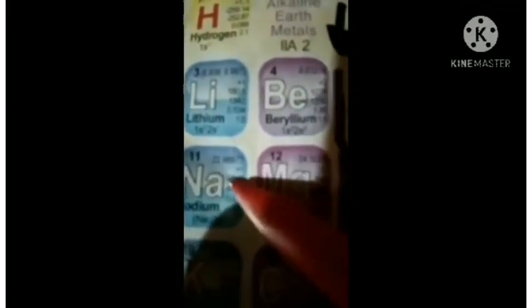1s2, 2s2, 2p6, and 3s1. The valence electron is only 1, as you can see here, 1.